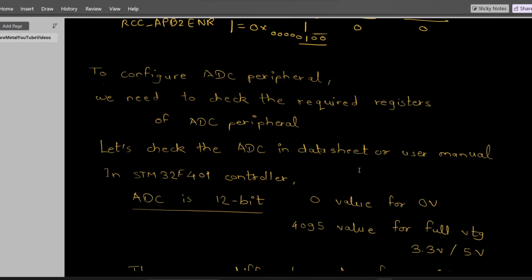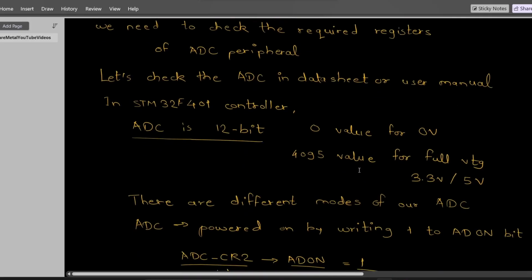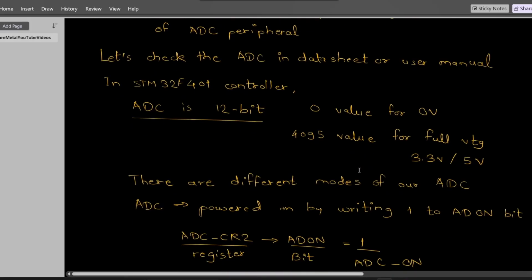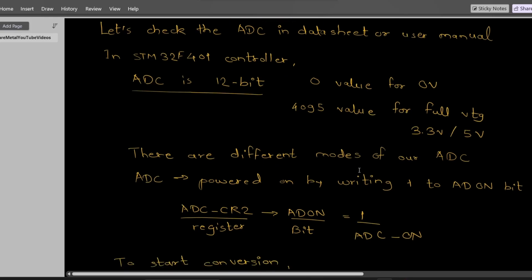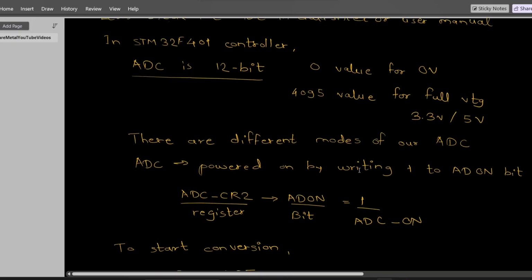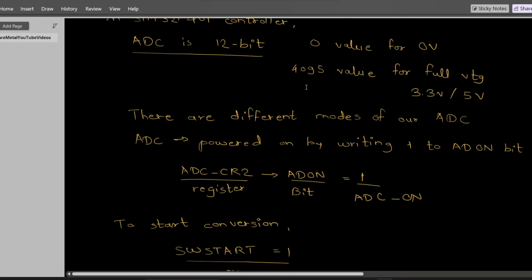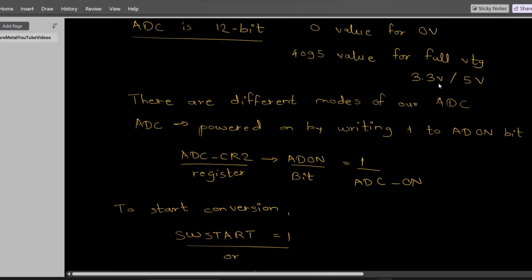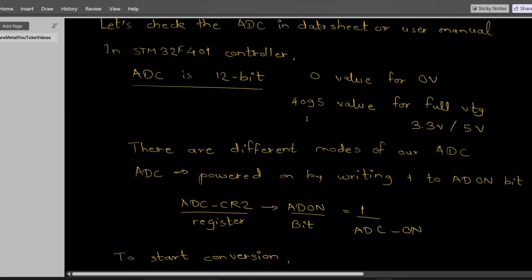To configure the ADC peripheral, we need to check the required registers of ADC peripheral, right? So let's check the registers related to ADC1 peripheral in the datasheet or the user manual. In STM32F401 controller, ADC is 12-bit, as I mentioned. So 0 value corresponds to 0 volt, and 4095 is the maximum value. 2 raised to 12 becomes 4096, minus 1, this will be the final value, 4095. It is for full voltage. So full voltage will be 3.3, right? If you take half of this, 2048, it will correspond to 1.65 volts.